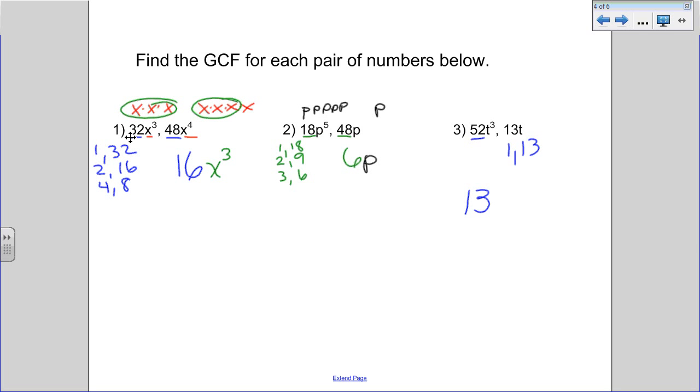Melissa, how many t's do those two have in common? 1. Ladies and gentlemen, did any of you notice that each time our greatest common factor for the variables was just that smallest exponent? Let's take a look. Here we had x to the third as our greatest common factor. Was that my smallest exponent? Yeah. Here I had p. Was p to the first my smallest exponent? And the same with t. You can still write them out to count them up and see what they have in common, but for your variables, it's always going to be that smallest exponent.